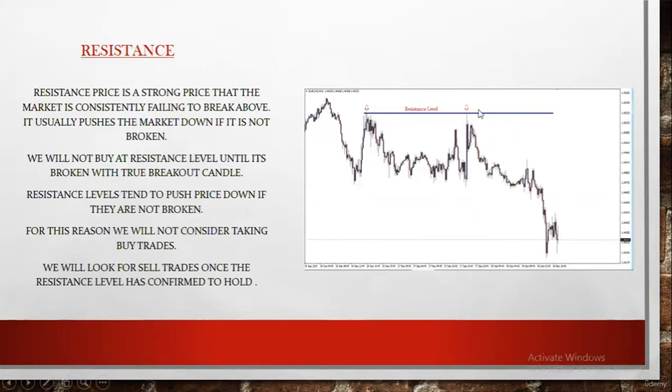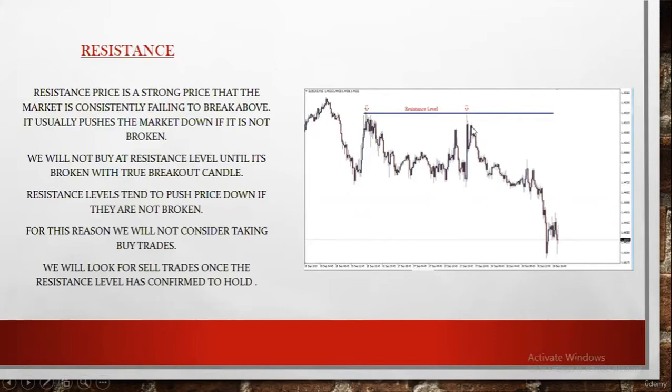So if it is not broken, if price fails to go above this, close above this, then the high chances are it's gonna drop. Okay. We will not buy at resistance until it's broken. So if it is not broken with a true breakout candle or with true breakout candles, we can't really say the price is going up. Okay. So if it is not broken, we are not gonna buy.